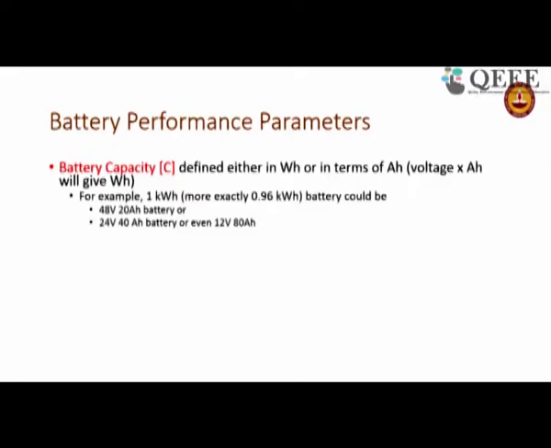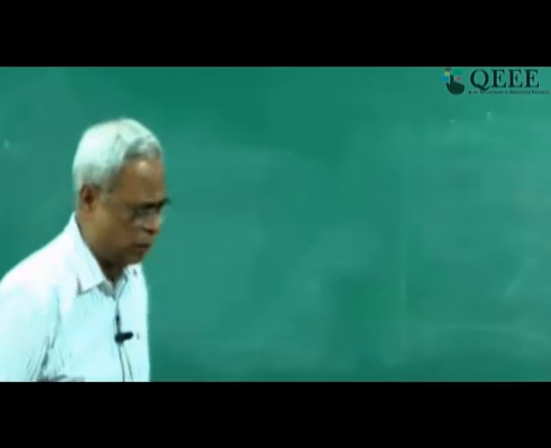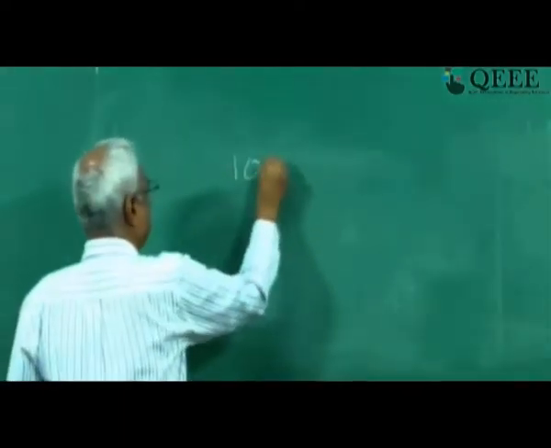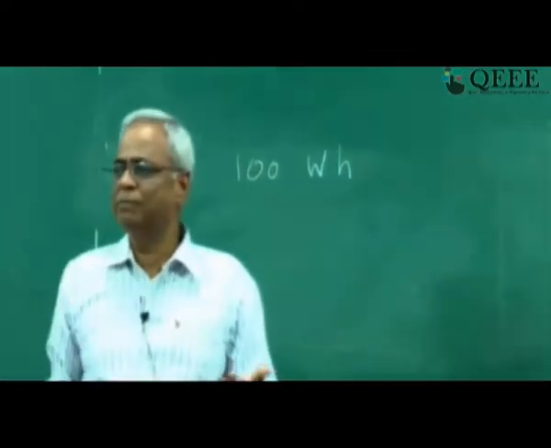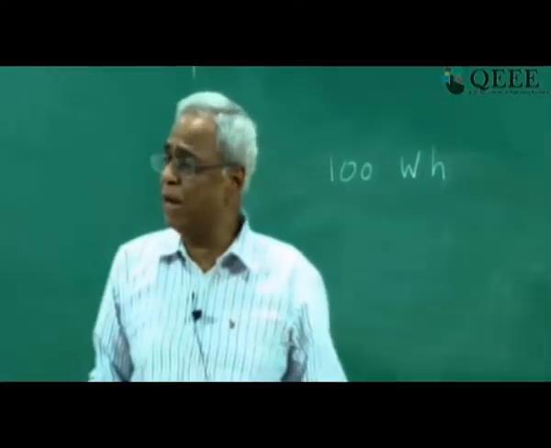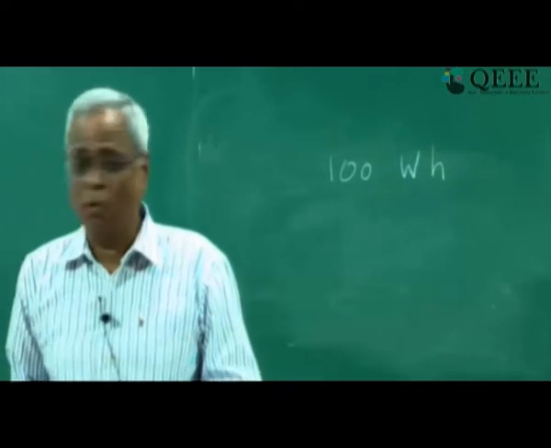Battery capacity is defined in terms of watt hour. Suppose I say it's 100 watt hour. What does it mean? 100 watt hour means either it will give you 100 watts for 1 hour, or it could give you 10 watts for 10 hours, or 1 watt for 100 hours.